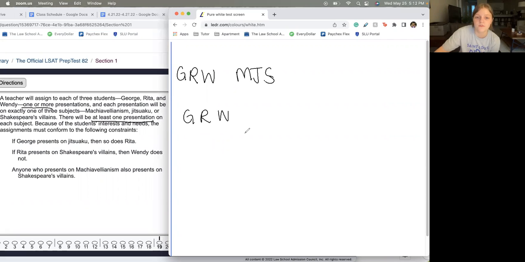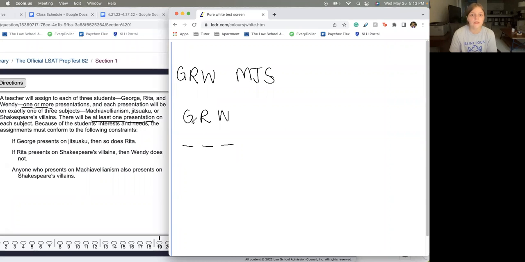So we have our groups of G, R, and W. And like the paragraph said, they're going to be doing at least 1 presentation. When it's giving me that minimum, or if it gave me a maximum or a certain amount, I'm going to put lines underneath my groups. So that way I'm reminded that something has to go there.